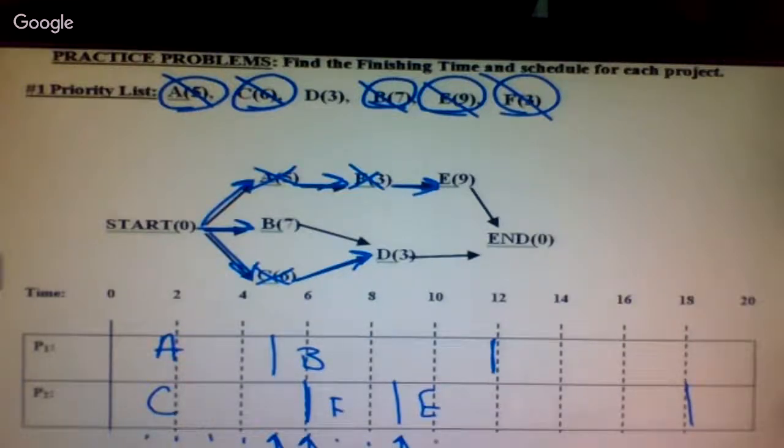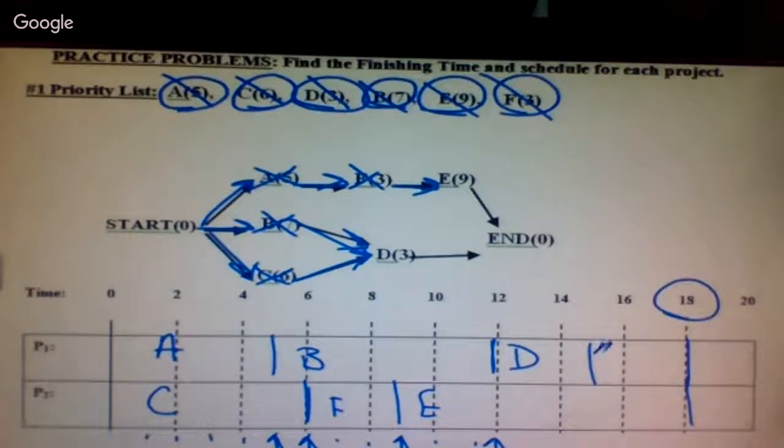We're working at 10, 11, 12, we stop. 12, task B is finished, which means D is finally ready, which means D gets scheduled here, and they're done at 15. All of my tasks have been scheduled, so my finishing time is 18 minutes, and processor 1 is going to idle for the last 3. If you didn't get this, do you understand and see where you went wrong?